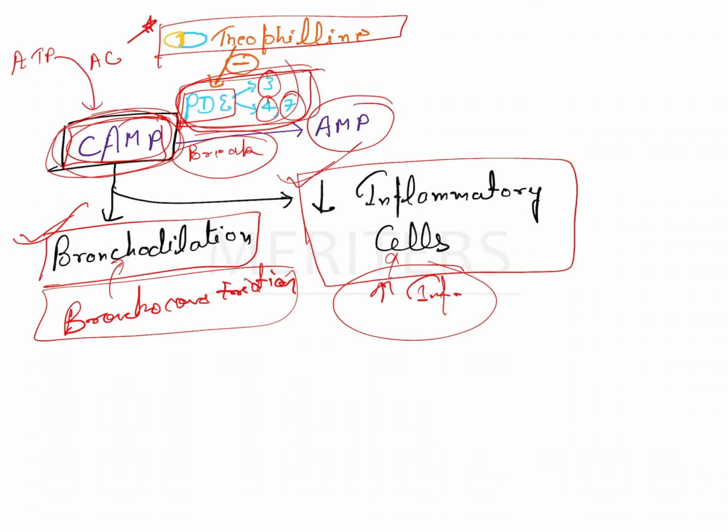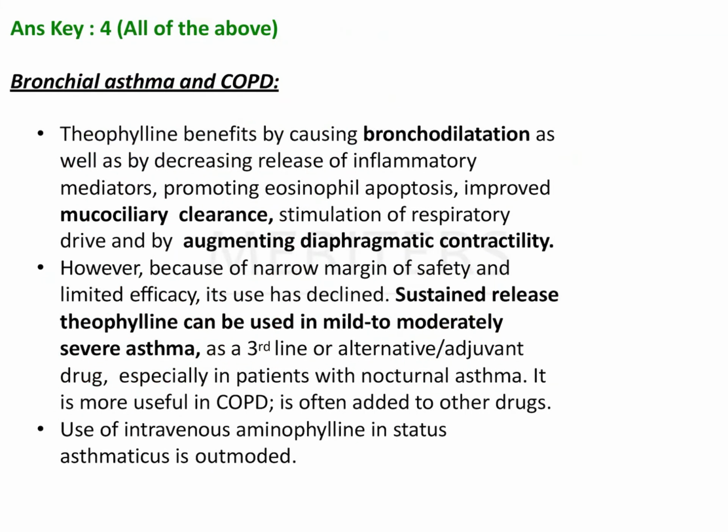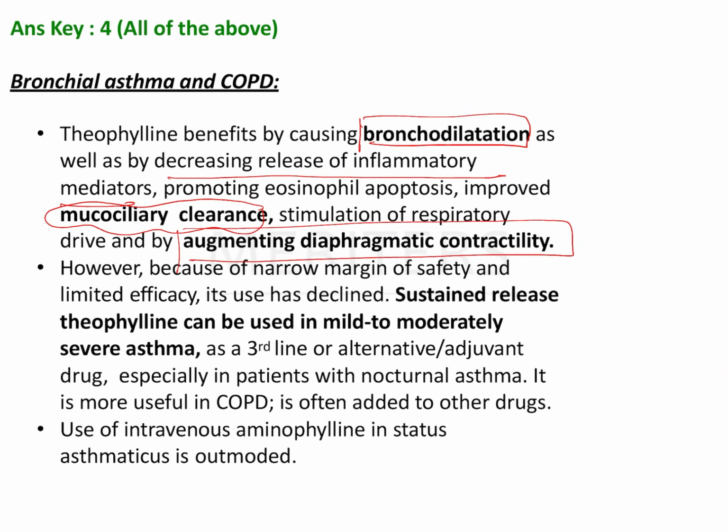Now I'll be discussing the other uses of theophylline, and we'll go through those. First use, yes, bronchodilation, because due to the presence of cAMP, there will be bronchodilation as it inhibits the phosphodiesterase. At the same time, it decreases the release of inflammatory mediators. It causes improved mucociliary clearance, so whatever expectorant is there will come out of the airway, and there will be augmentation of the diaphragmatic contractility. So these are the major functions of theophylline.